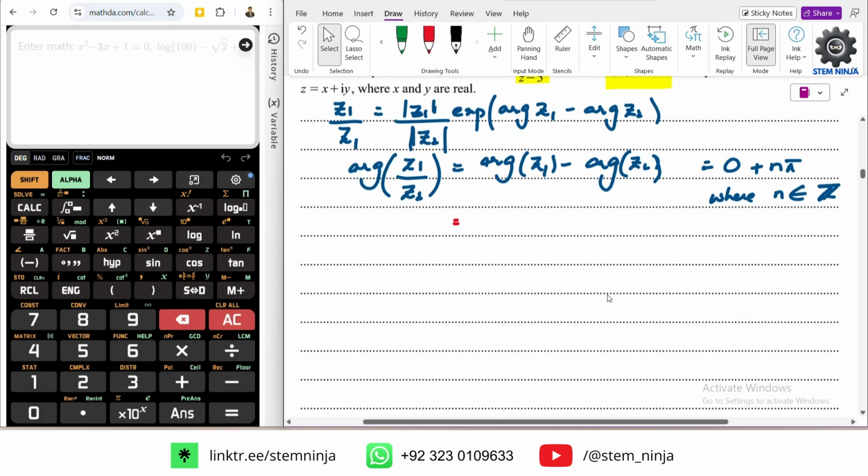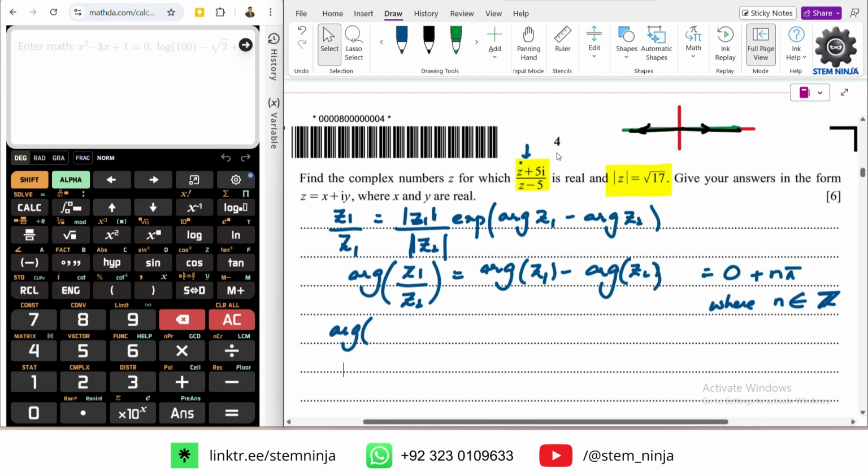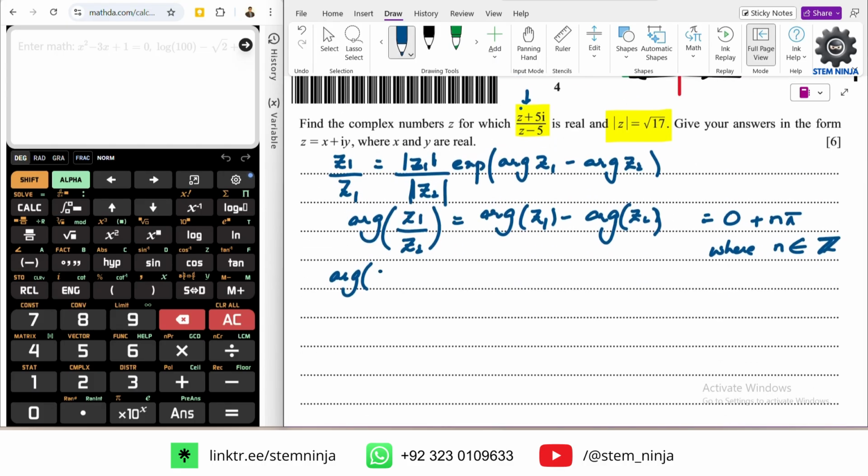Now, when we figure this one out, you have the argument of z plus 5i minus the argument of z minus 5. This is equal to 0 or pi. Okay?